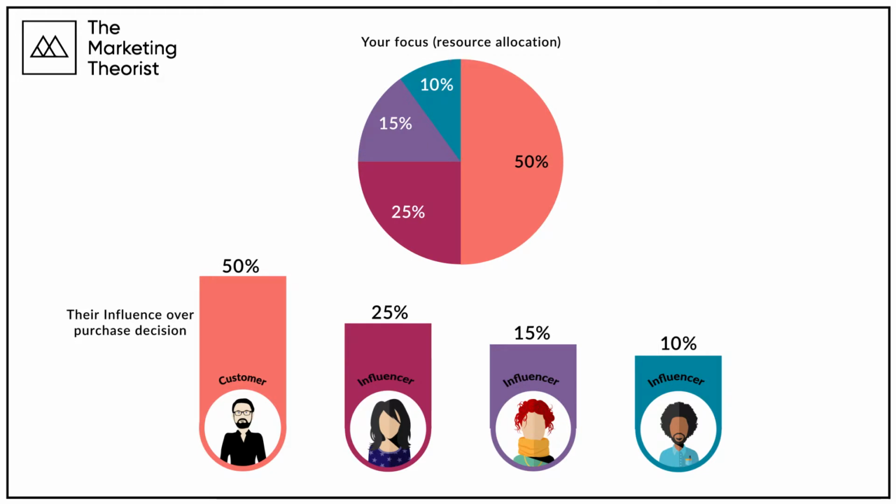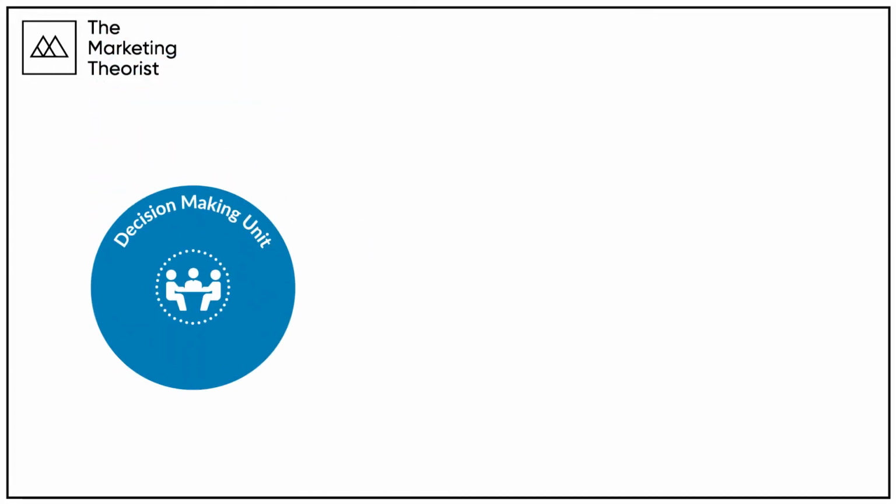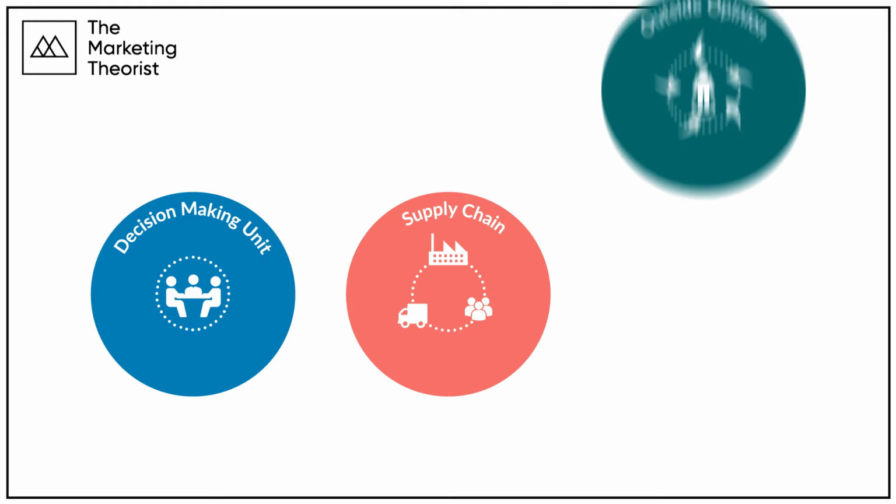And essentially, this is what the tool does. It helps you identify those influences in your market and lets you assess your current focus and resource allocation. So where do we find influencers? Well, there are three good places to start: the decision-making unit, the supply chain, and outside opinion.